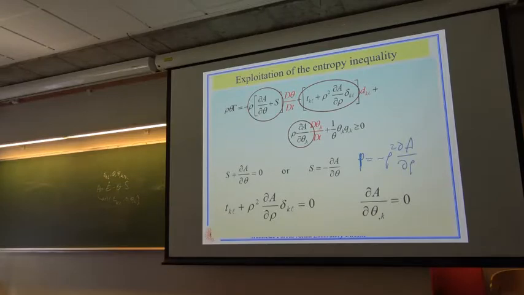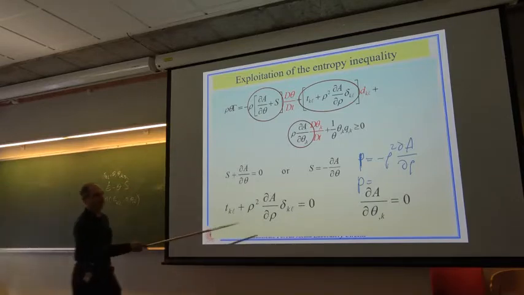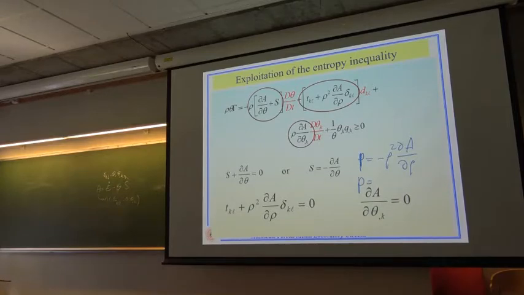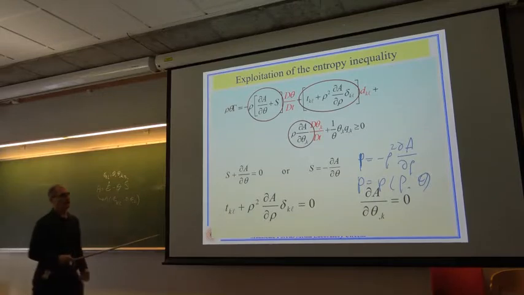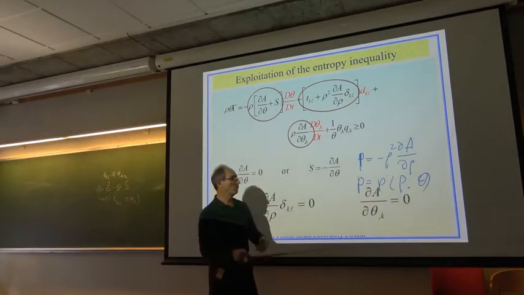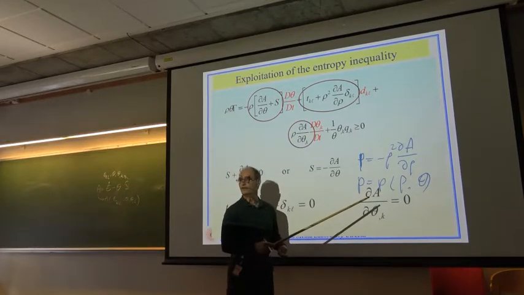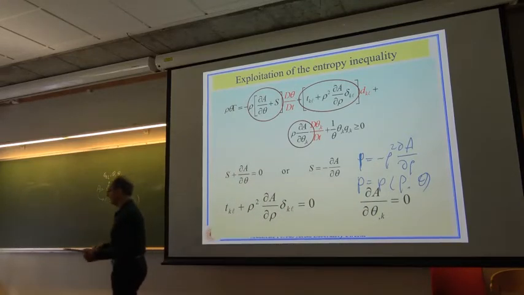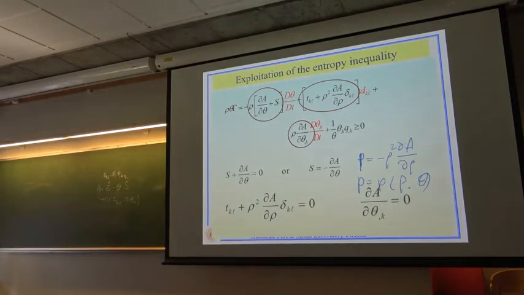And remember, A is a function of rho and theta. It's not a function of the gradient of theta anymore. So pressure, therefore, is a function of rho and theta. And that's the equation of state. And based on experience, there is a monotonic relationship, so we can also invert this relationship and write rho as a function of pressure and temperature. That's allowed.